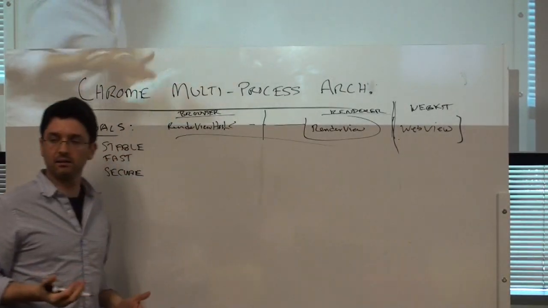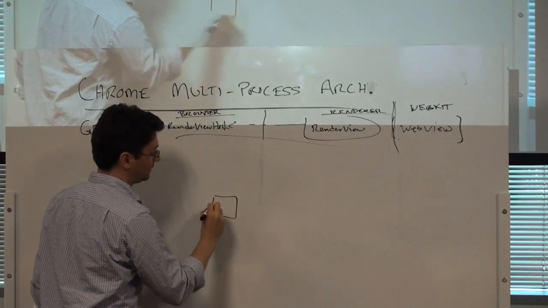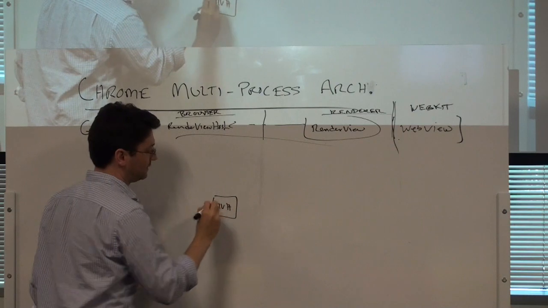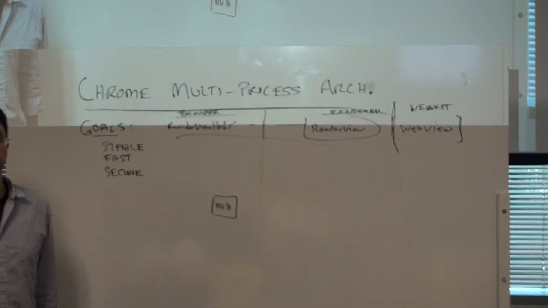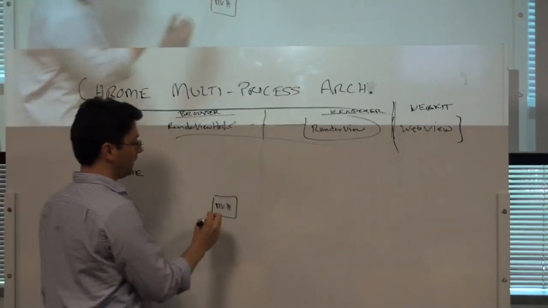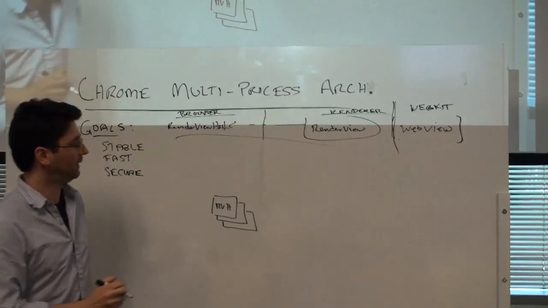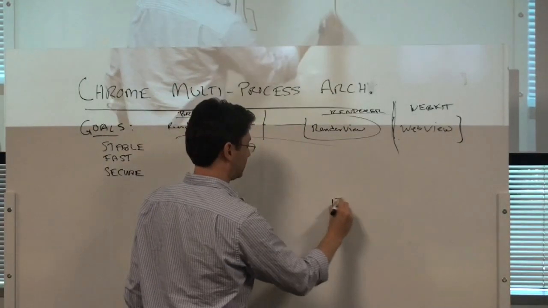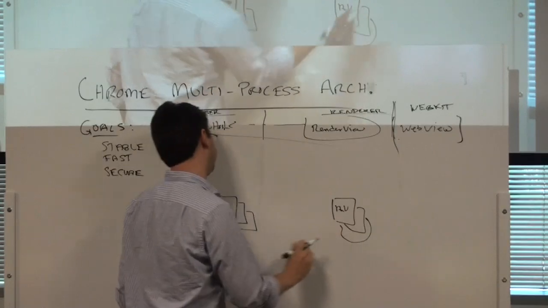If you actually get down and look at the code, what we have in the browser, as I mentioned here, we have these things called RenderViewHost, which actually corresponds to a native widget, like an HWND in Windows. And we can have multiple of these, one for every tab. Then on the renderer side, we have a corresponding RenderView. Again, one for each tab.